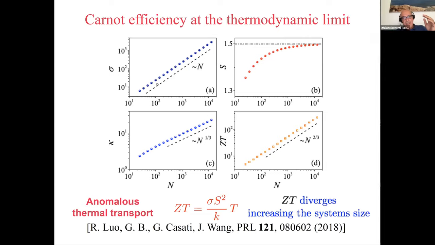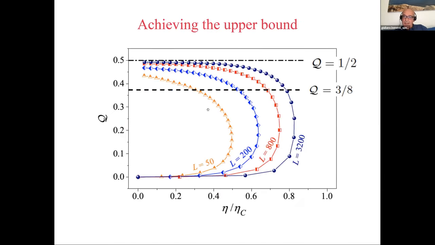Electrical conductivity is ballistic. Thermal conductivity is anomalous. Thermal power saturates with the system size when you increase the system size. So the ratio of electrical over thermal conductivity diverges with the system size. This means that you approach Carnot efficiency. So you have an interacting system where you approach Carnot efficiency. The point is, can you do better with this trade-off function? And actually this is the case as you increase the system size.